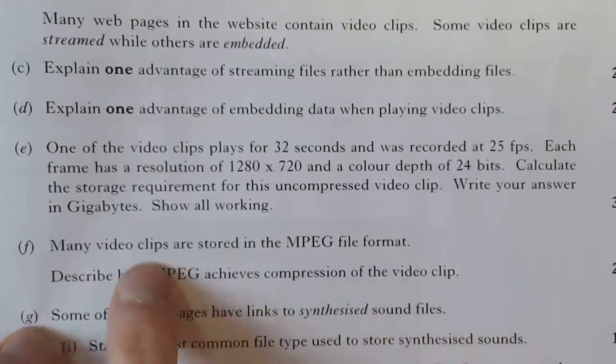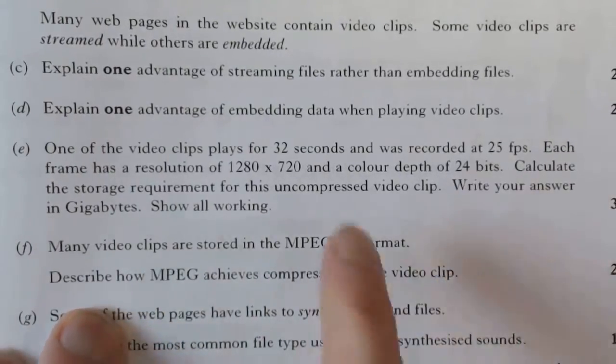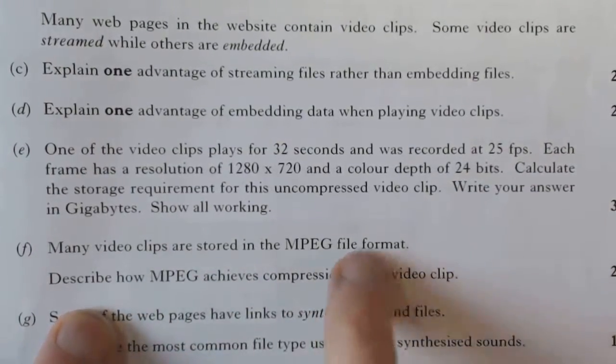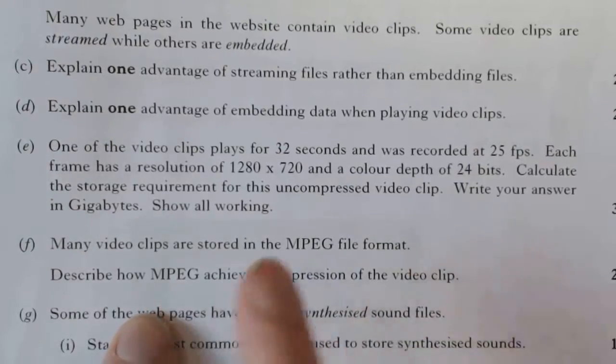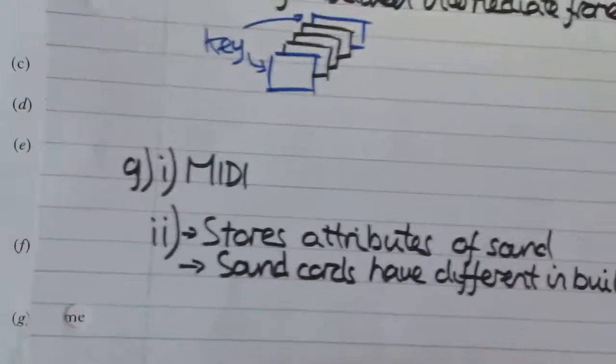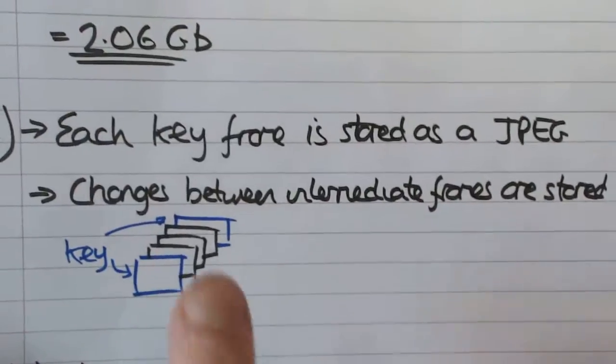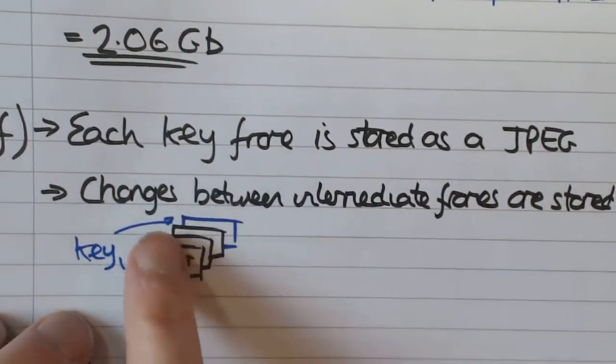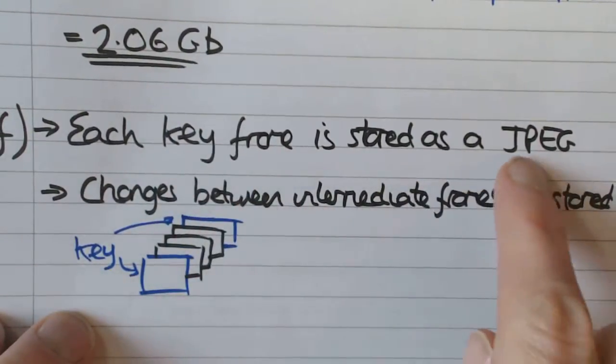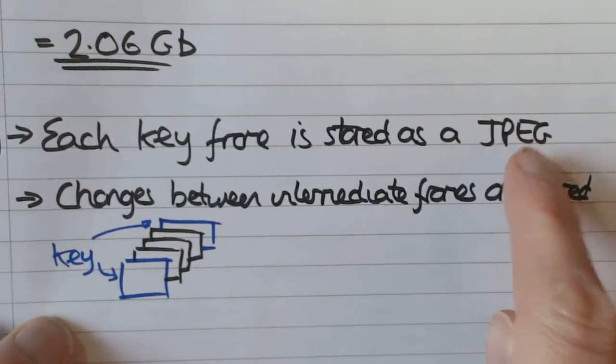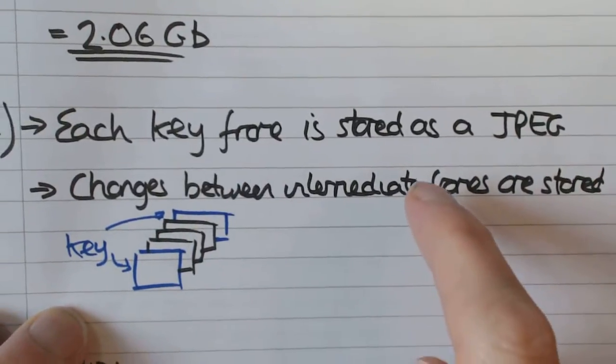You then follow from that, obviously you would want it compressed, so you're talking about MPEG. So how does that achieve it? So remember, with MPEG, there's keyframes. It might be every 10th frame is a keyframe which is fully stored as a JPEG. So remember, that's a form of compression. So that keyframe is stored as JPEG.